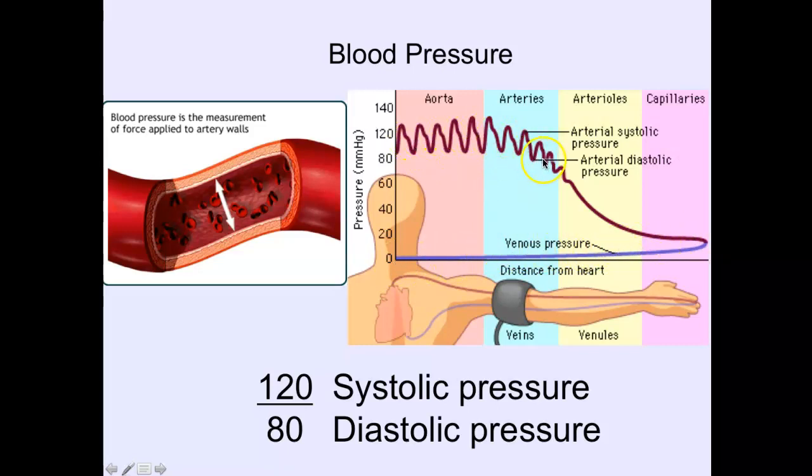The blood pressure is going to be measured in the arteries close to the heart, right? That's why we chose the brachial artery. And it drops until it gets to the veins. And the veins are very low pressure vessels. Okay, so hopefully that makes sense to you. I want you to understand the blood pressure numbers and what they stand for.